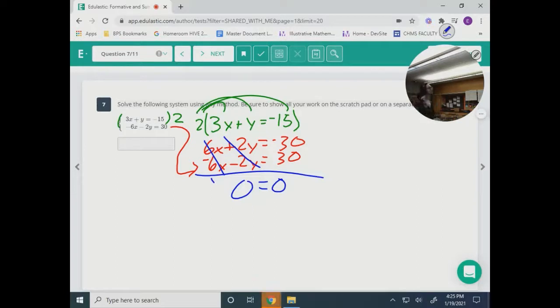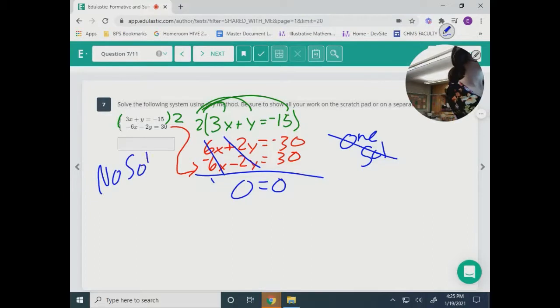Let's think. It's not going to be x is equal to something or y is equal to something, so it's not going to be one solution. It's going to be either no solutions or infinitely many. Now we need to figure out which one it's going to be.